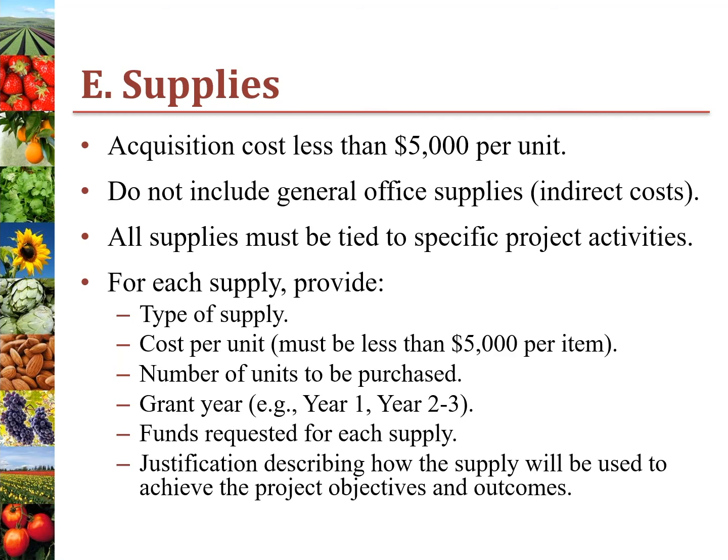All supplies must be tied to a specific project activity. In the table provided, enter the type of supply to be purchased, the cost per unit, the number of units, the grant year in which the supply will be purchased, and the total funds requested for the supply. Below the table, provide a justification for each supply describing how the supply will be used to achieve the project objective and outcomes. Objective numbers should be provided from the project objective and work plan template.